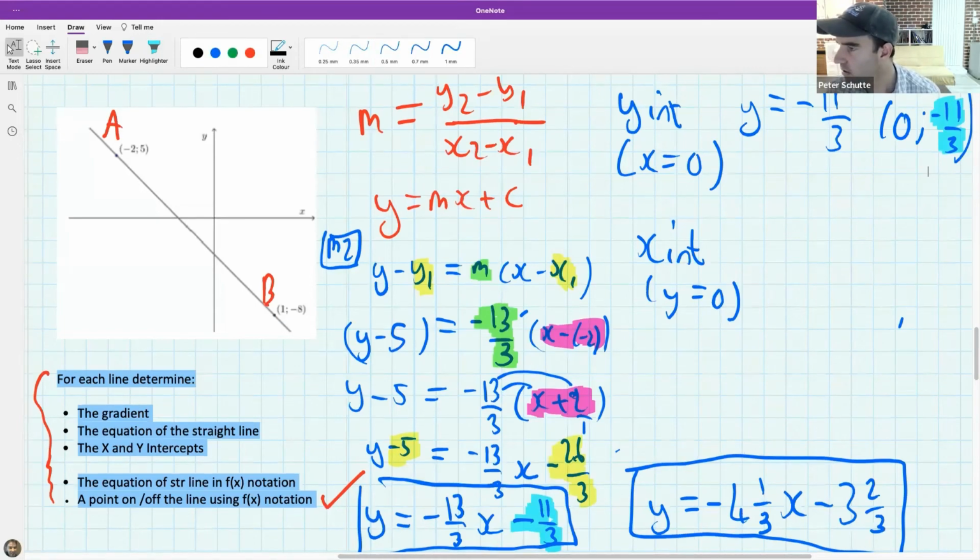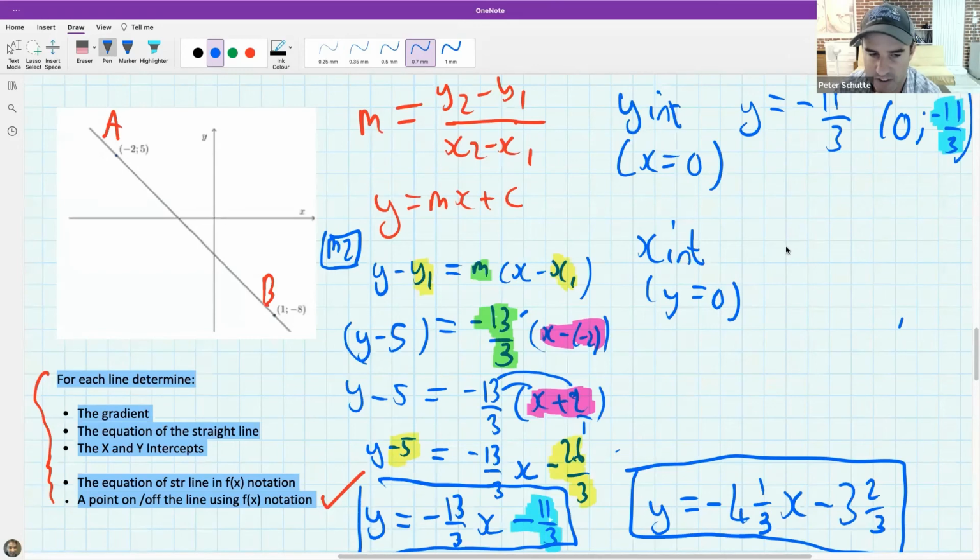Notile, I see your hand. Can I help you? Yes, sir. My question is, I can't understand the question that says a point on or off the line using f(x) notation. What does it mean? What are we required to do? Okay, so if a point is on the line, when you sub... can I get to that in a second? I'm going to finish the lesson with that. But all I'm going to say is, if you sub something into the equation, it will be on the line. But I'll come back to that in a moment. I just want to finish this train I'm on, and we'll come back to it.